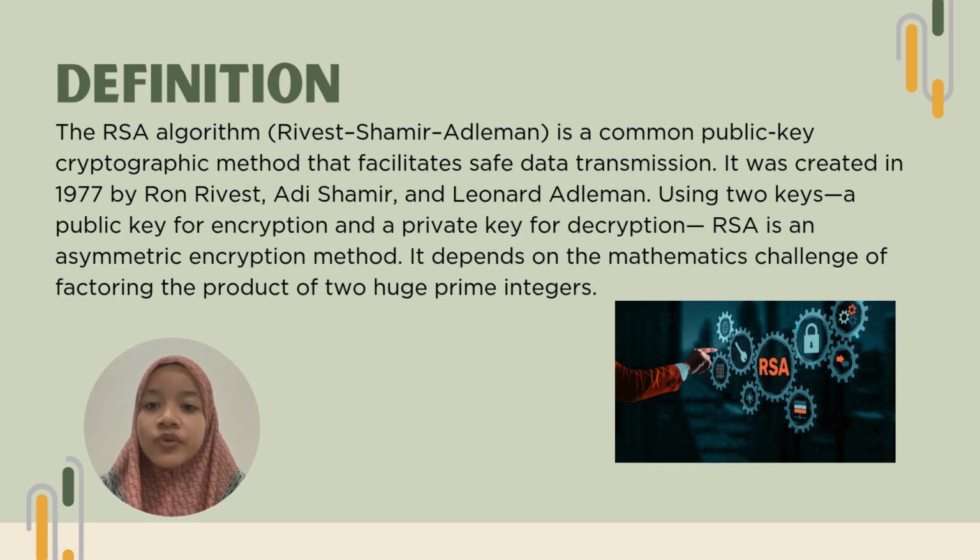I am Najwa. I will start with the definition. The RSA algorithm, reverse Shamir-Edelman, is a common public key cryptography method that facilitates safe data transmission. It was created in 1977 by Ron Rivers, Adi Shamir, and Leonard Edelman, using two keys, which is a public key for encryption, a private key for decryption. RSA is an asymmetric encryption method. It depends on the mathematical challenge of factoring the product of two huge prime integers.